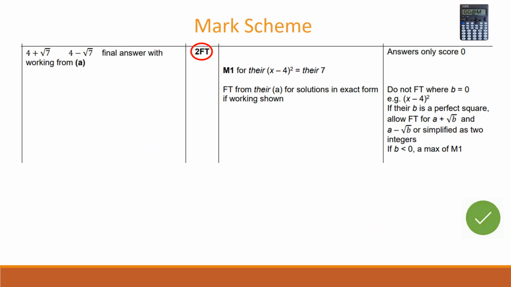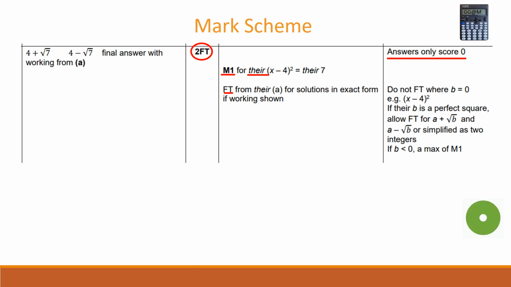The mark scheme shows there are 2 FT marks, where FT means follow through. M1 is for getting to the stage of x minus 4 all squared equals their 7. Now the word their means using the answer you got to part A. So if you got part A wrong and you used your answer, then you will still get a method mark. And the mark scheme says you get 0 if you only put down the answer.